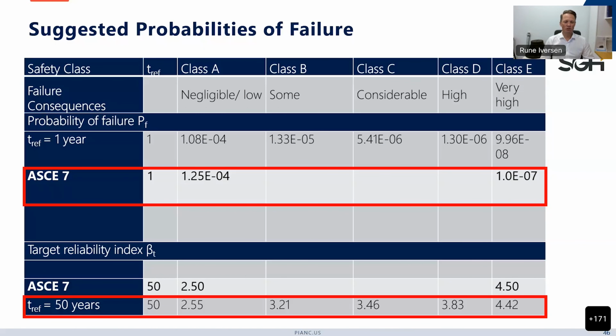The same thing goes for our lowest acceptable probability of failure of 1.0 times 10 to the minus 7 as published by ASCE 7. We have 9.96 times 10 to the minus 8, as we have targeted here in this work group. So targeted probabilities of failures and safety levels are very similar to what is used in the United States right now.